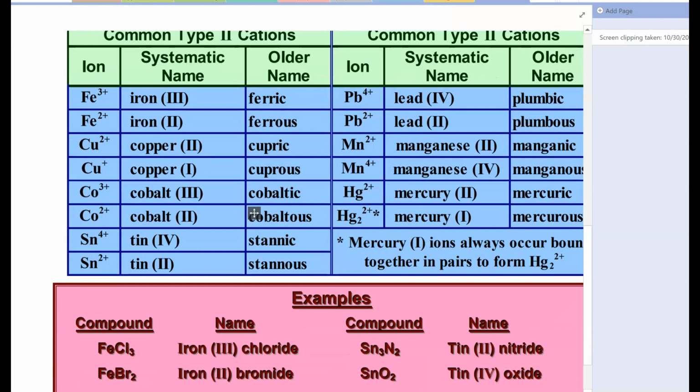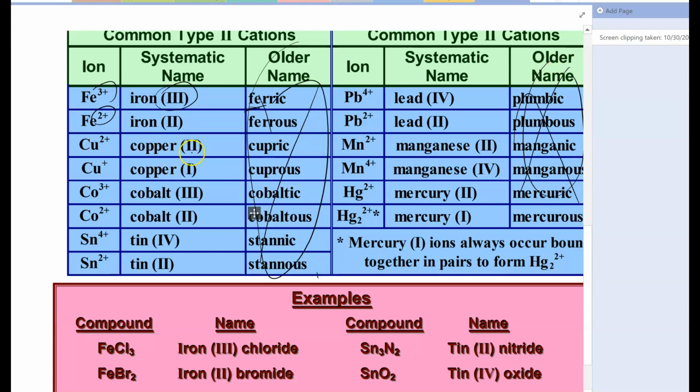You'll be given the table. So Fe can be 3+ or 2+. So when it's 3+, we call it iron 3 with Roman numerals. Back in the days, that used to be called ferric, and that's where Fe comes from, by the way, ferric, that's the Latin word. But this older name part, you don't need to know. That's just FYI.